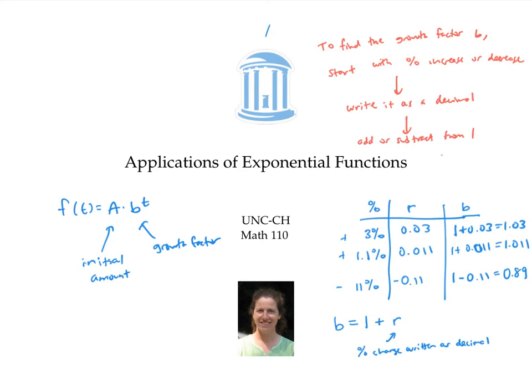As a good check, remember that if your quantity is increasing, the base B should be bigger than 1, and if the quantity is decreasing, then B should be less than 1. Exponential functions can also be used to model bank accounts and loans with compound interest, as we'll see in another video.